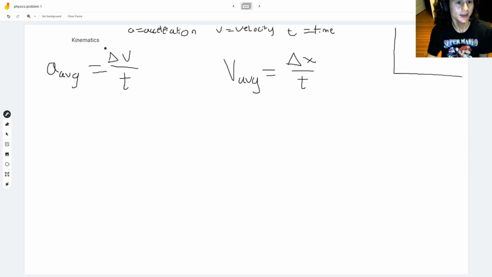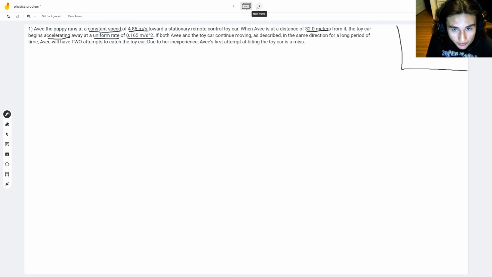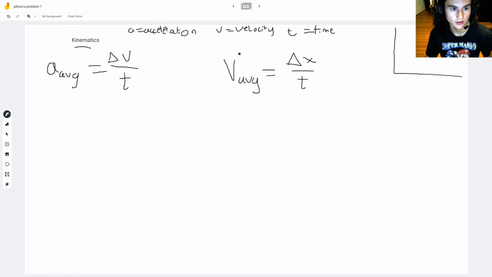So you might be asking, what is kinematics? Well, kinematics is the study of motion in physics, and we're going to be focusing on three main things here, which is acceleration, velocity, and time. I'll start with velocity because I'm pretty sure time is pretty well known. It's just a period of time. But basically, we can see that we have constant speed, uniform rate. One of the most important parts of kinematics is that the acceleration is always going to be constant. So now we're going to look at velocity.